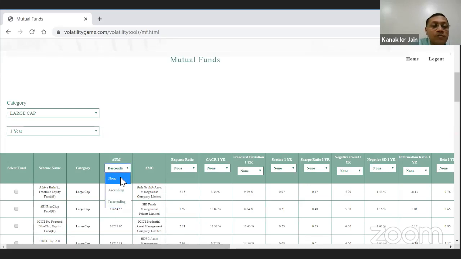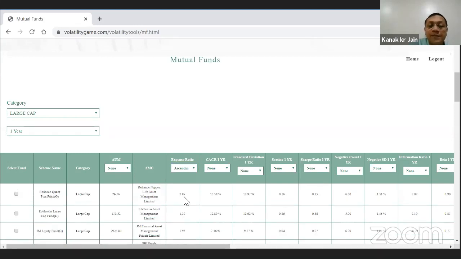Okay, तो इसको हम लोग none कर सकते हैं, never mind. Then there is an AMC name, scheme name written, expense ratio. अगर हमको expense ratio we want lowest expense ratio, then we'll have to put ascending. ये सबसे कम expense ratio है 1.09 of this particular fund.